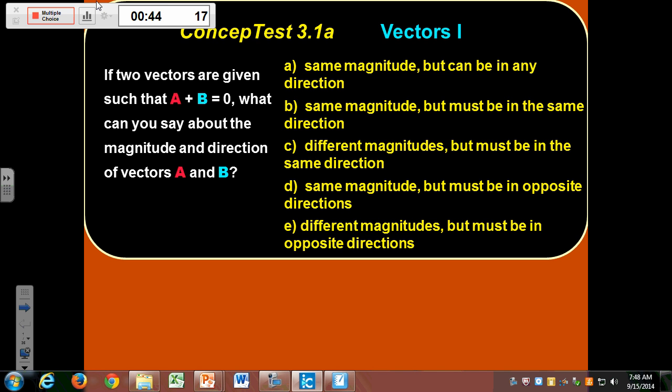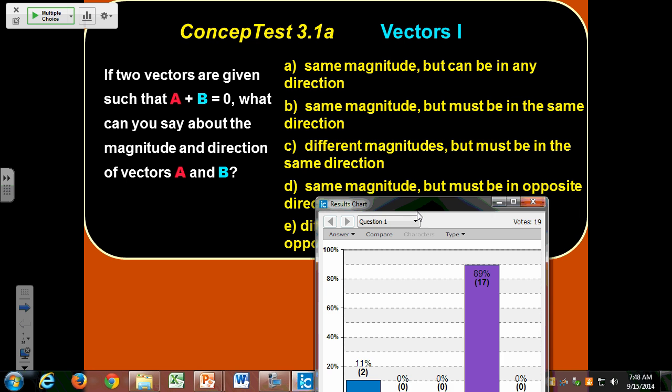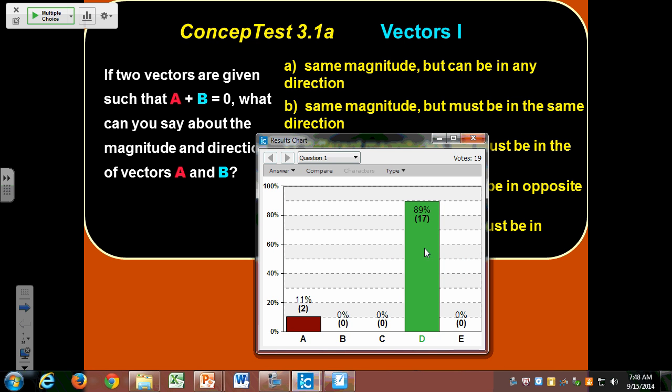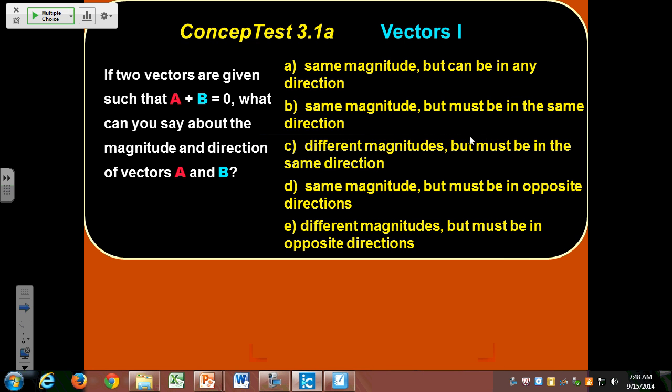Does everybody have their clicker today? Anybody not? Oh, we're still missing. There we go. Just a couple more seconds. Okay, very good. D. So they have to be opposite direction but equal magnitudes in order to add up to give 0. Very good.